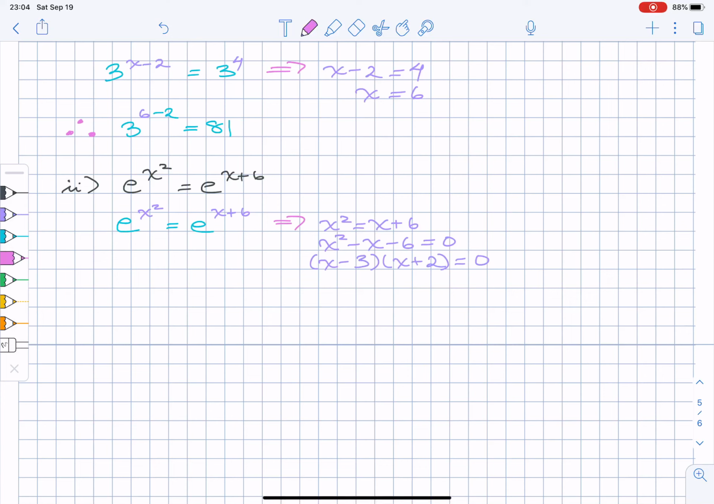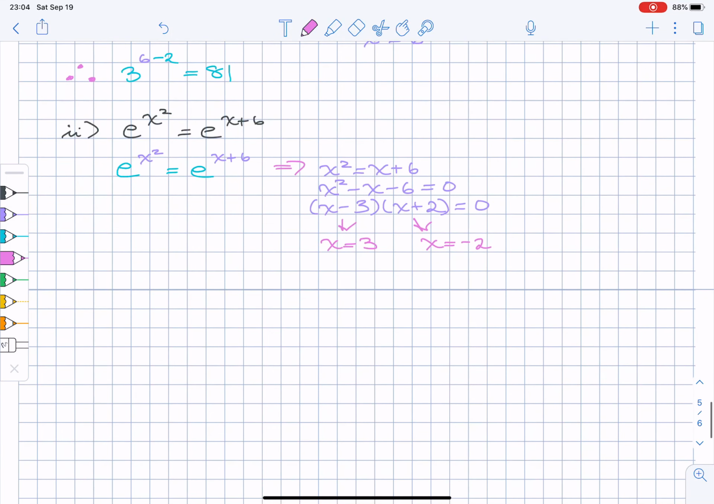So in the first case, x is 3. And in the second case, x is negative 2. So the solution will be x equals either negative 2 or positive 3. I didn't like this curly bracket. Let me make that a bit better.